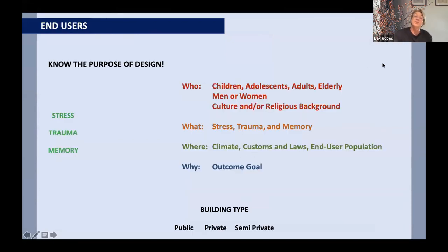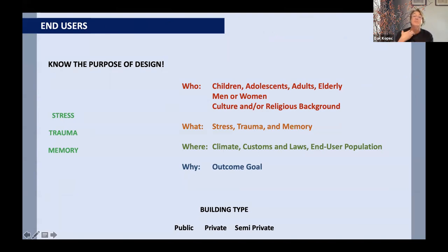So the first thing that we do, and this is the part that is very important to me and kind of near and dear to me, is understanding who it is that we're designing for. What is the purpose of design? I think that one of my biggest pet peeves, or one of the things that drives me crazy, is being brought into a thesis or a dissertation or even a design project after everything's been done, and I have to back into the problem solving.